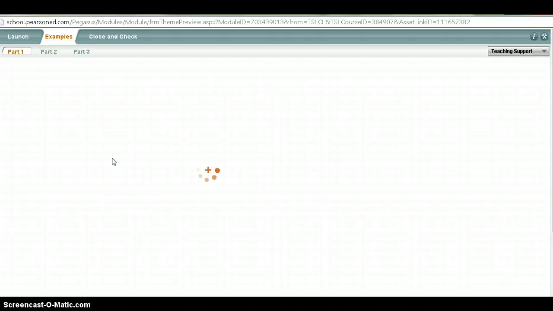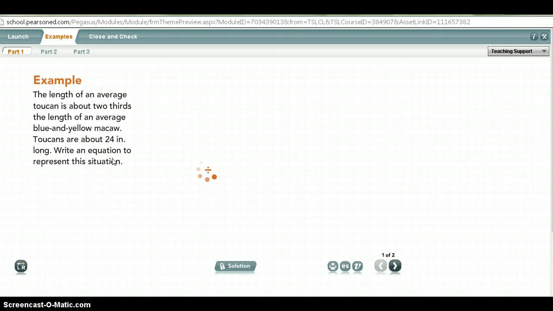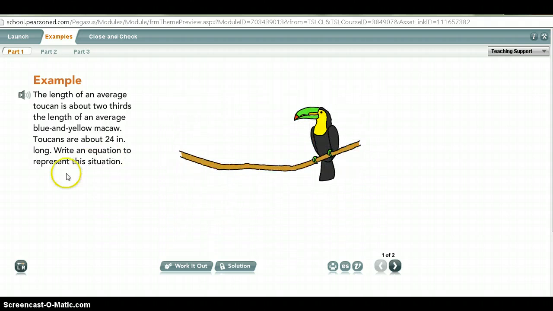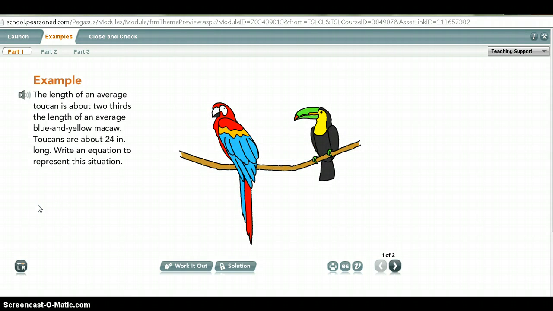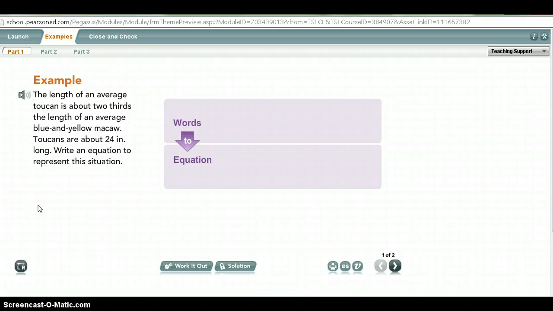Remember, you can always pause and rewatch as you need to, or go back to specific sections that are confusing. The length of an average toucan is about 2/3 the length of an average blue and yellow macaw. Toucans are about 24 inches long. Write an equation to represent this situation. Okay, so they want us to do it in words first and then write it out in an equation where we'll have some numbers and some letters or variables. So go ahead and pause and do this in your notes.